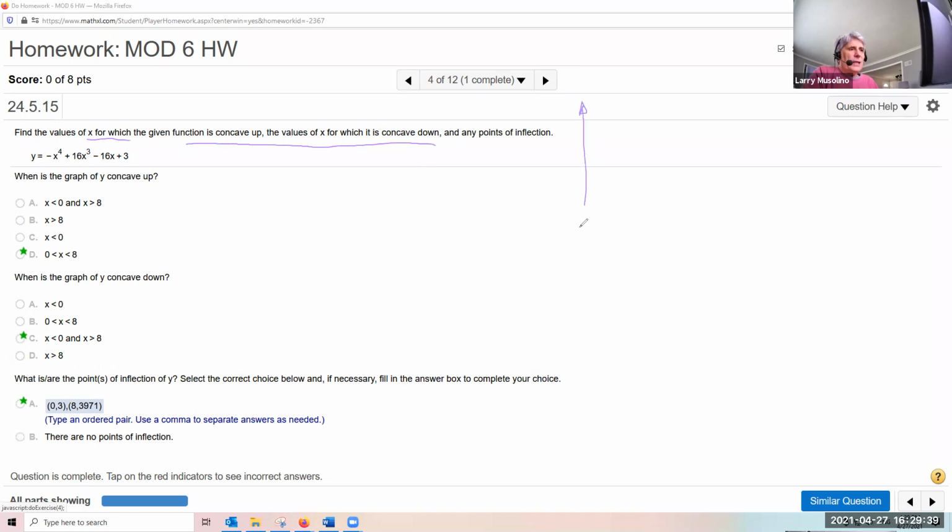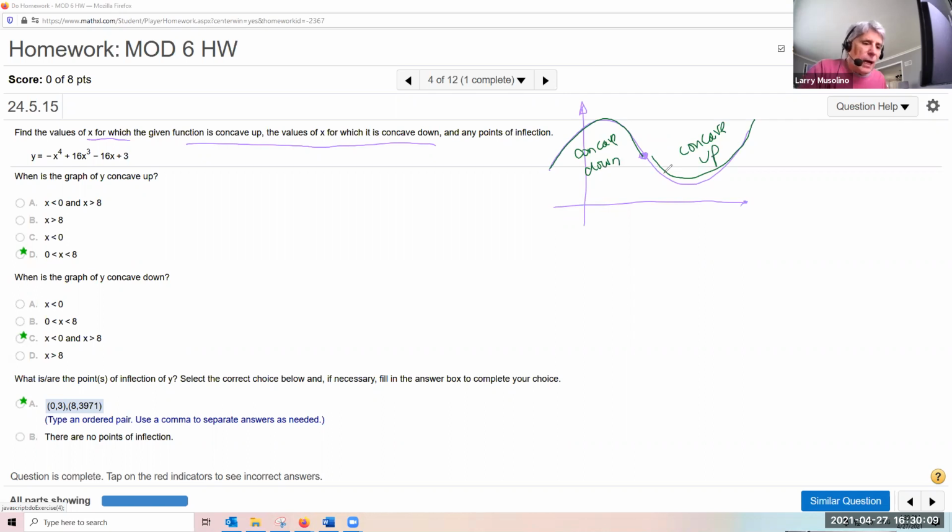Now, concave up and concave down refer to the curvature of the graph. So the graph might do something like this. And this part of the graph is concave down. Notice the way this curve is curving downwards. So we say this is concave down. This part of the graph here is curving upwards. So we say this is concave up.